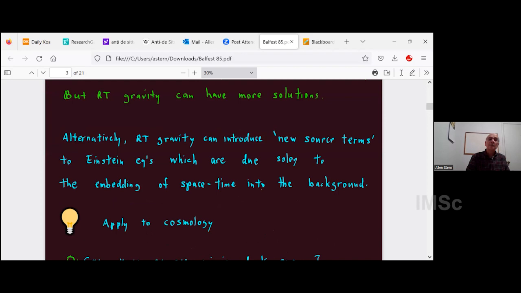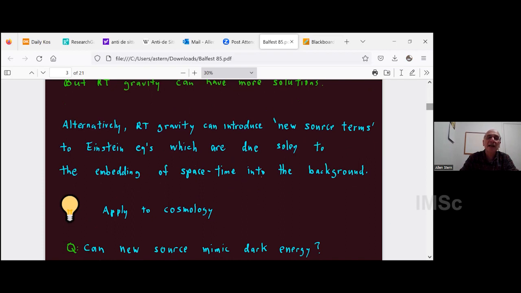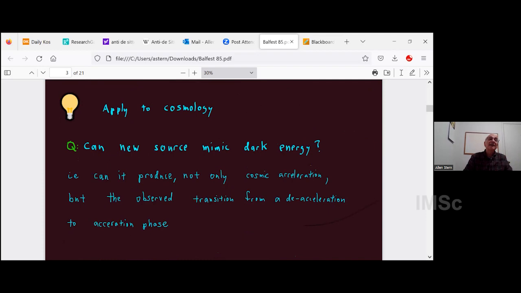Alternatively, one can say that Regge Teitelboim gravity introduces new source terms to the Einstein equations. And these new source terms are due solely to the embedding of the space-time manifold into the fixed background. So the idea here is to apply this to cosmology, and the question that I want to ask is: can these new source terms mimic dark energy? That is, can they produce not only a cosmic acceleration, but also the observed transition from a decelerating universe to an accelerating one?